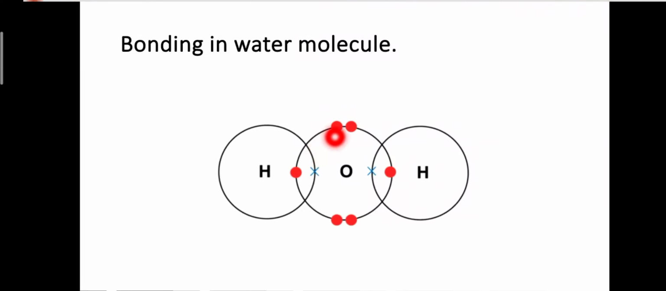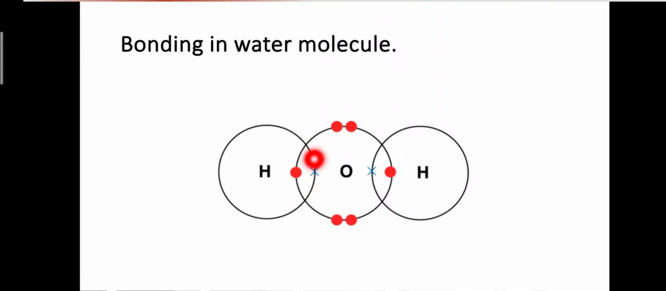Oxygen has 6 electrons in its outermost shell: 1, 2, 3, 4, 5, 6. It requires 2 more electrons to complete its octet. So it forms bonds with 2 hydrogen atoms. Hydrogen has only 1 electron in the 1s orbital. So it requires 1 more electron, so it combines with oxygen.